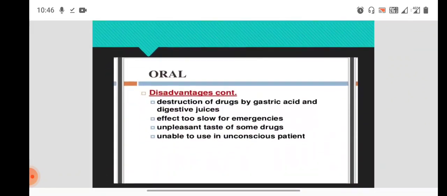What are the disadvantages? Some drugs are very unpleasant in taste. We can't use this route for an unconscious patient. That is a major disadvantage. And in emergency conditions we can't use this kind of route.